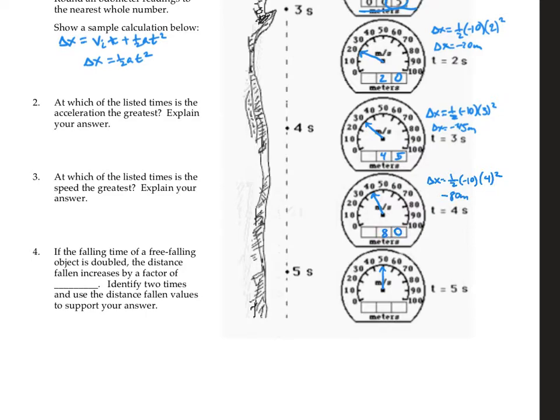Why are these positive? Because an odometer in a car is just reading distance. It just adds. It doesn't really tell you a direction. So that's why I'm making these positive and not negative. But I know the negative on my answer means it is moving down. And then finally, 1/2 times -10 times 5 squared. Let me write that clearer.